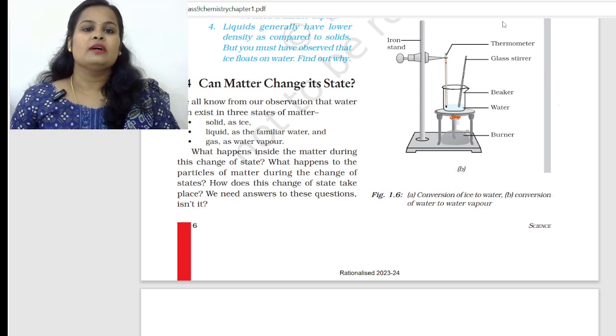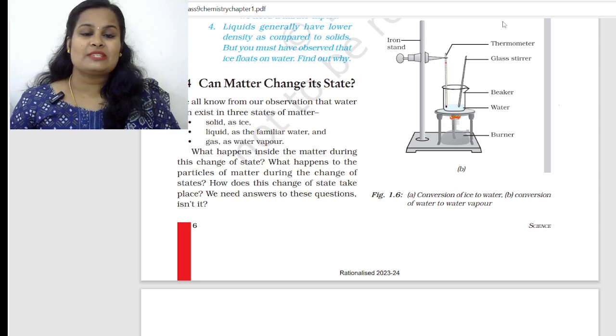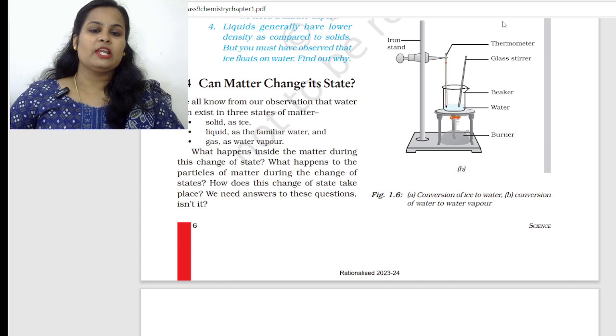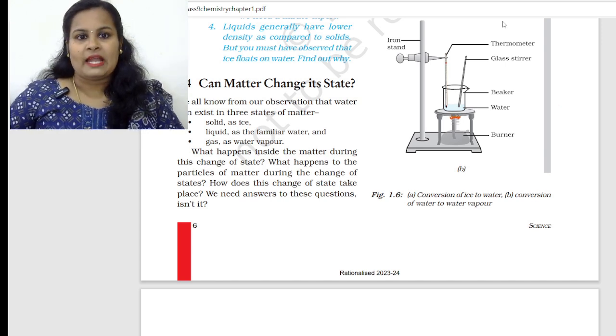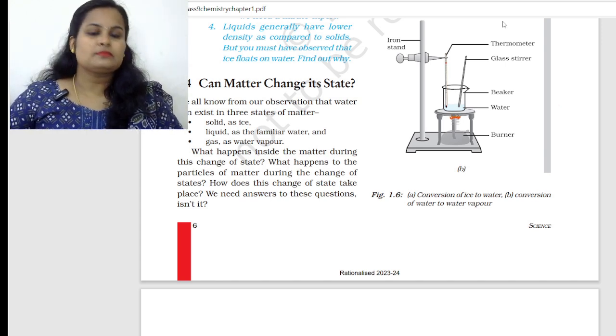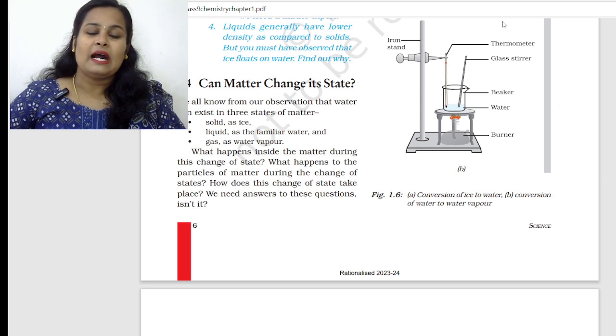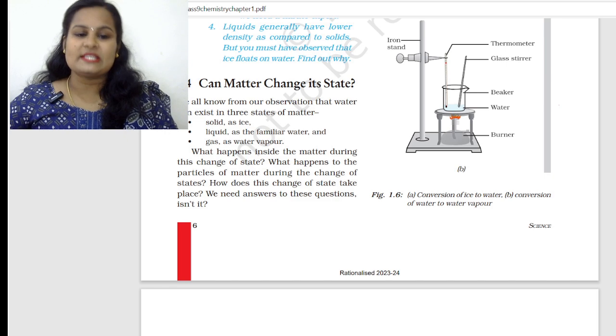Let's start with this. We all know from our observation that water can exist in three states of matter: solid as ice, liquid as familiar water, and gas as water vapor. What happens inside the matter during this change of state? What happens to the particles of matter during the change of state? How does this change of state take place? We need an answer to these questions, isn't it?